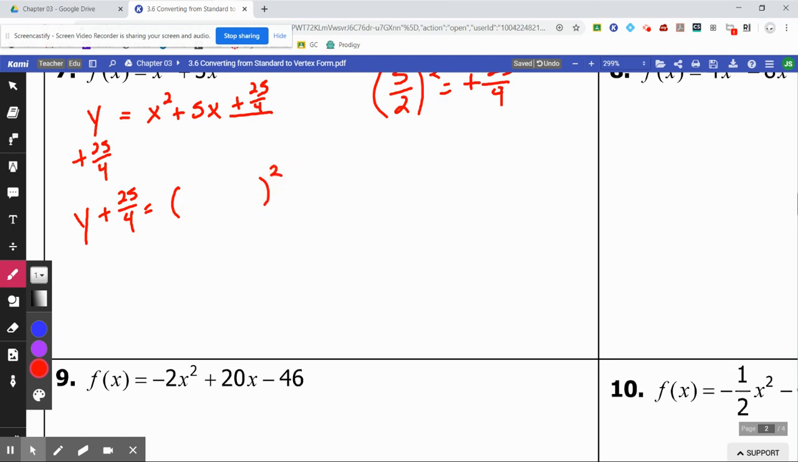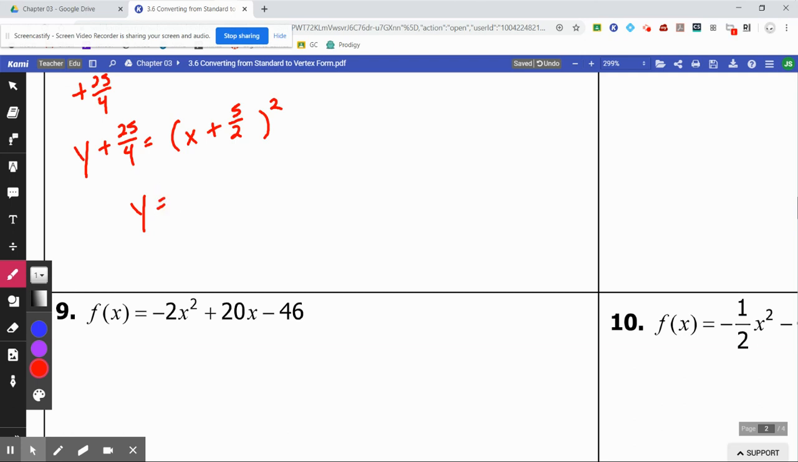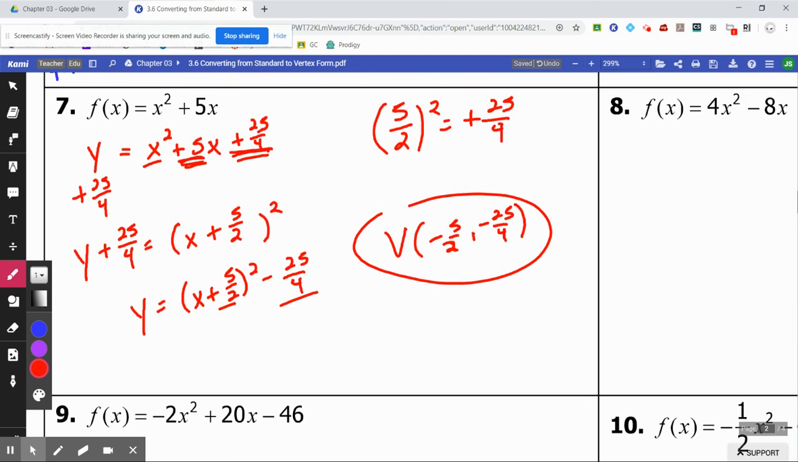Should be a perfect square. X times x gives you your x squared. What adds to give you 5, multiplies to give you 25/4? That's going to be 5 halves. Again, just take half of this. Move the 25/4 back over, and you're finished. Y equals x plus 5 halves squared minus 25/4. So your vertex is going to be left 5 halves and then down 25/4. So a little bit uglier vertexes than what we're used to.